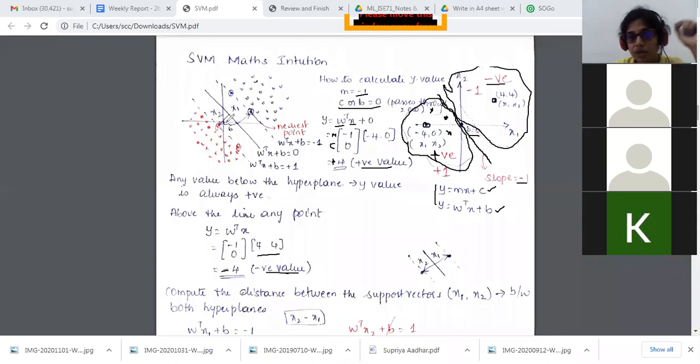So I'm going to write, it has a value B because it is not intersecting at the origin. It is not passing through the origin. So there should be some B value for that. Okay. And I know this is y is equal to mx plus c, or w to the power of x plus b is equal to 0. Okay. I will write this as my first equation for this line. I've created a hyperplane, and this is the equation of that hyperplane.